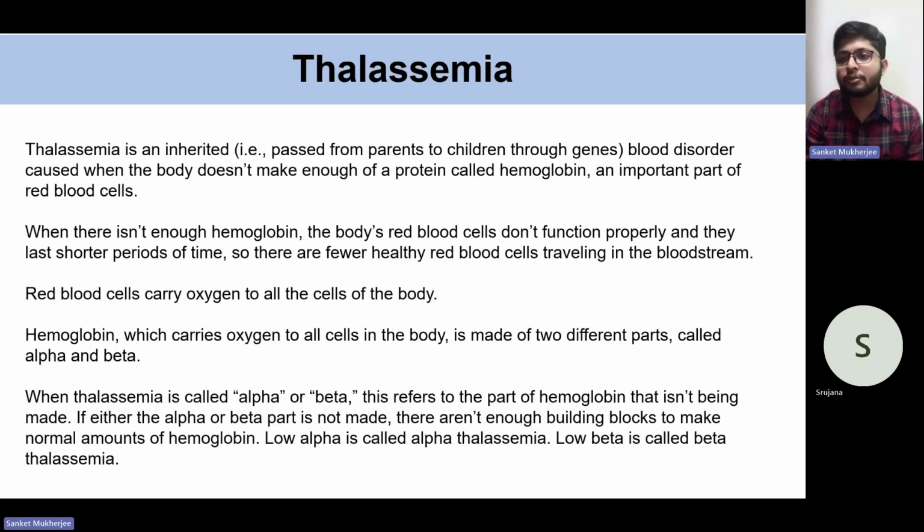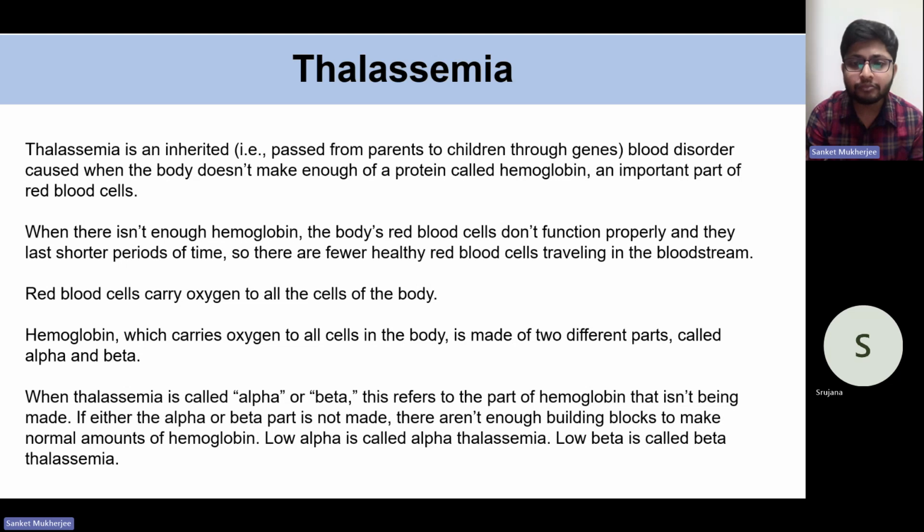So let's talk a little bit about thalassemia. It's an inherited blood disorder which is caused when the body does not make enough of a protein called hemoglobin, which is an important part of red blood cells. When there isn't enough hemoglobin, the body's red blood cells do not function properly and they last shorter periods of time. So there are fewer healthy red blood cells traveling in the bloodstream. Now, red blood cells carry oxygen to all the cells of the body, as we all know. And hemoglobin, which carries this oxygen to all cells in the body, is made up of two parts called alpha and beta. So these are the two chains present in hemoglobin.